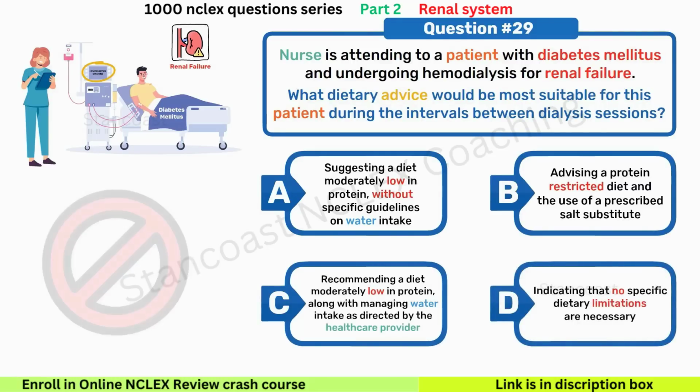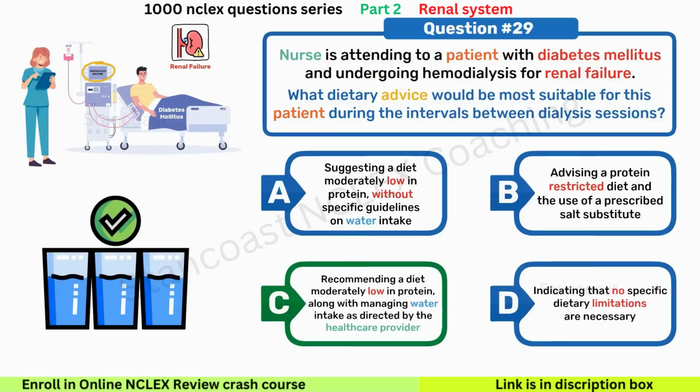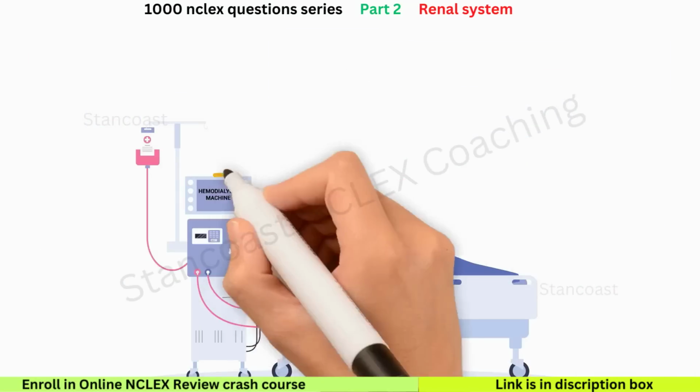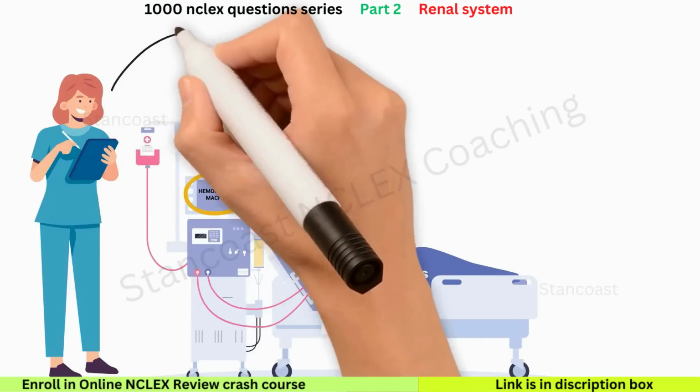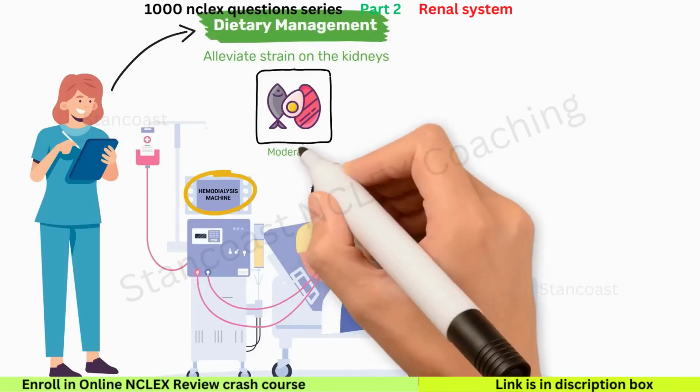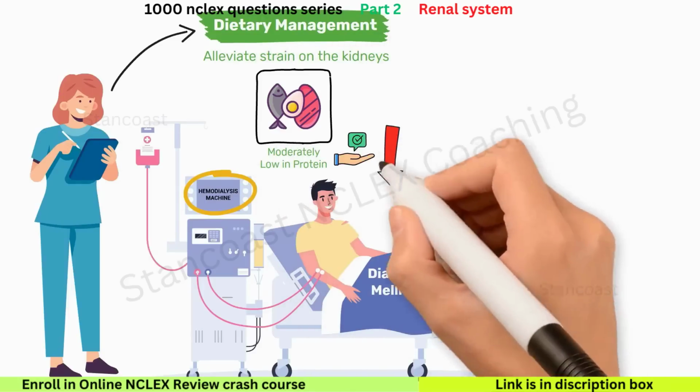Correct answer, C. Recommending a diet moderately low in protein along with managing water intake as directed by the healthcare provider. Patients with diabetes mellitus undergoing hemodialysis require careful dietary management to alleviate strain on the kidneys. A diet moderately low in protein is advised to reduce renal workload.